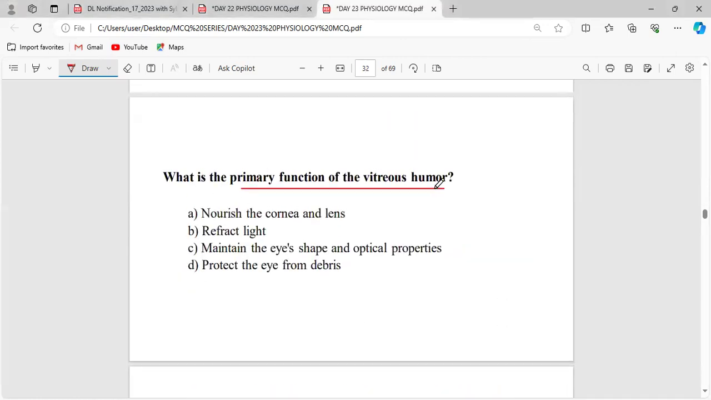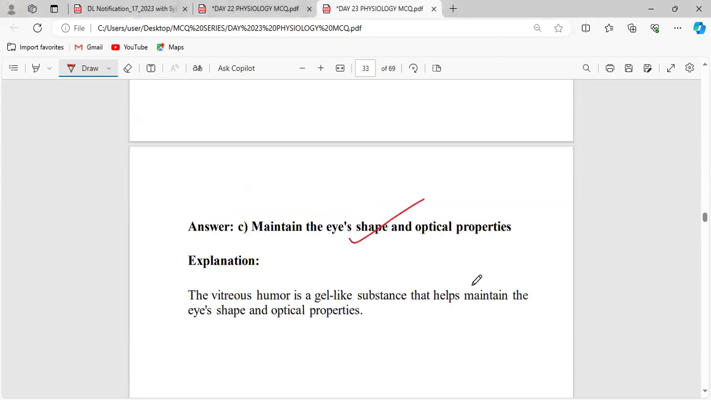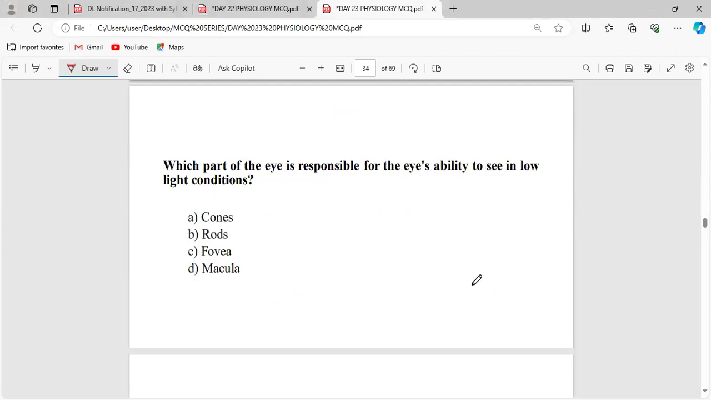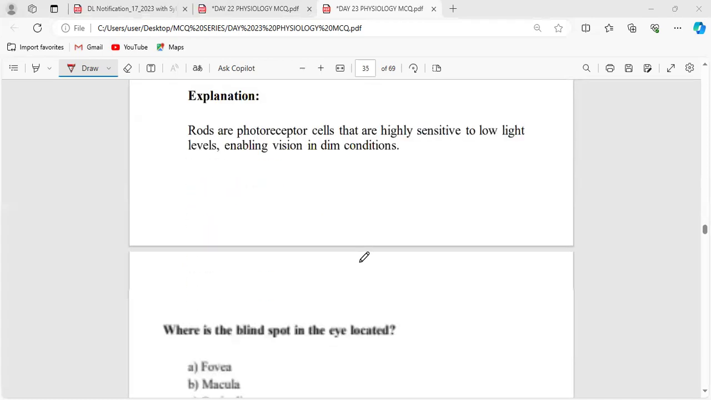Now, what is the primary function of the vitreous humor? That has to be maintaining the shape of the eye. And what part of the eye is responsible for the eye's ability to see in low light conditions? That will be the rods, definitely.